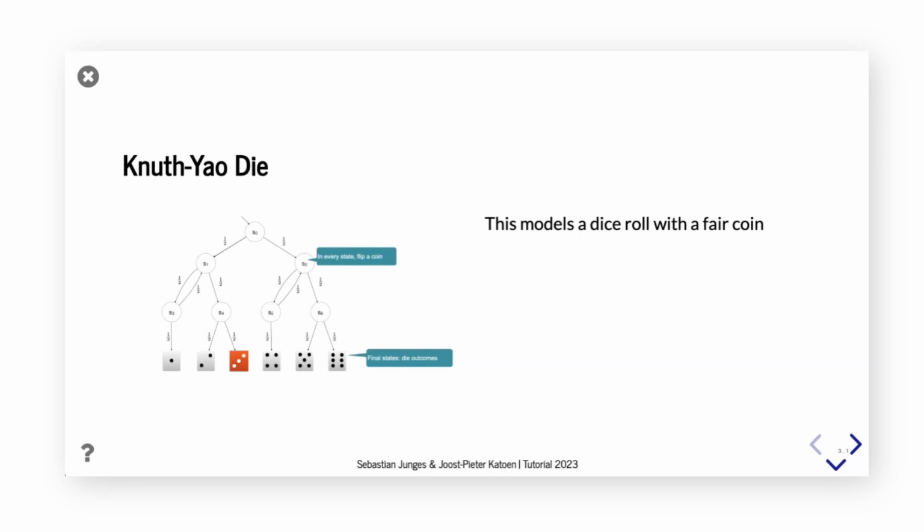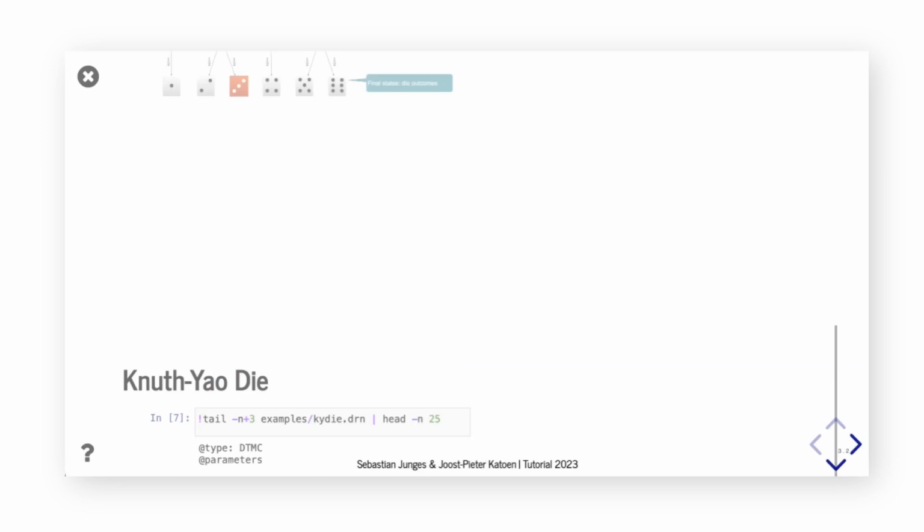Now, Knuth and Yao said there's a better way to do this, and the protocol that they provided is shown on the left as a Markov chain. In every state, you flip a coin, and then with probability half you get heads, and with probability half you get tails, and you update the state in which you are until after 3 or more steps you reach one of these bottom states, and these are the final die outcomes. My claim, and that's not originally mine, is that this will have a probability 1/6 to reach any of these states. So how can we check that using Storm?